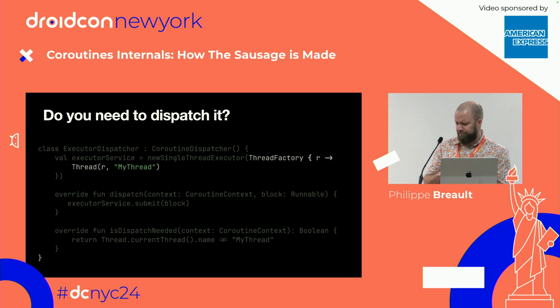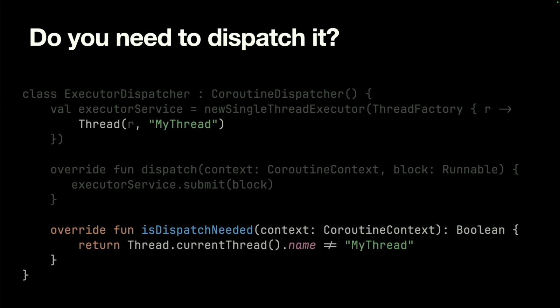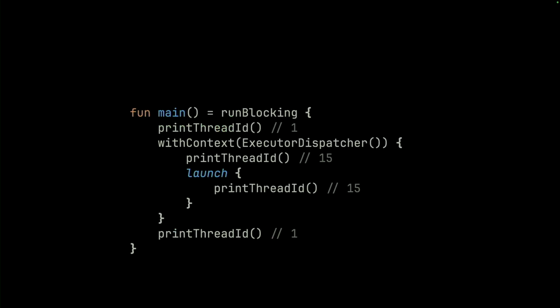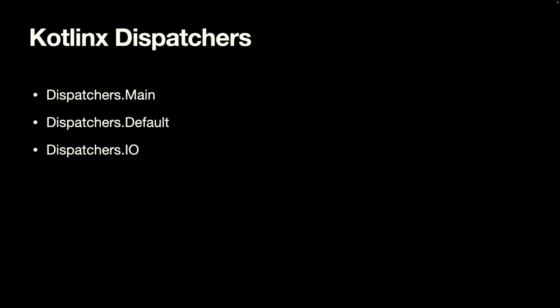So we're going to be using a single thread executor, again, a construct from the Java world. We're going to set a specific name to our thread. We'll just call it my thread. And when we want to decide if we need to dispatch, we're just going to take a look at the name of the thread. It's a simple fix, but it works for our use case. We're going to be able to actually have it run on the right thread in both cases. So that's the gist of it for dispatchers. You need to determine how to dispatch, where to dispatch, and if you should dispatch it.